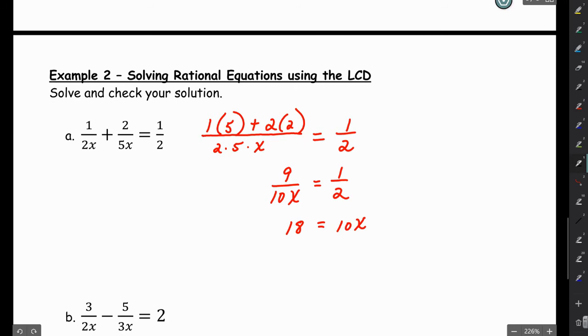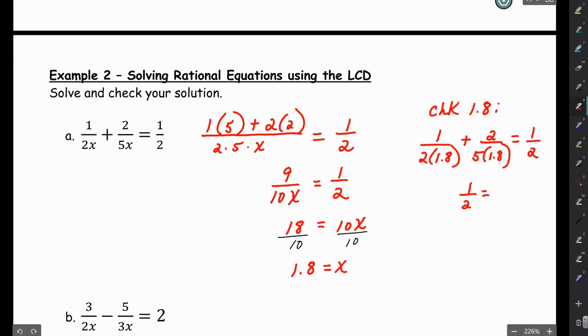Divide both sides by 10, and we end up with 18 over 10, or I'm just going to write that as 1.8. And we have to check our solution. Doing that, we get 1/2 equals 1/2. So we know that 1.8 works, and we have one solution.